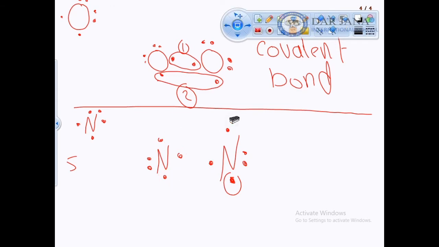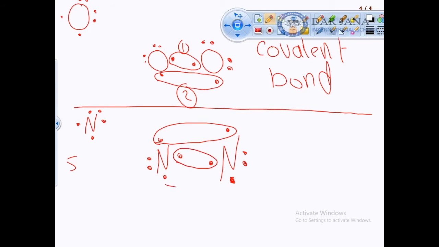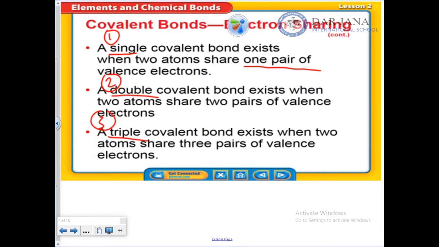Let's get rid of these circles, and then, as we said before, for these atoms to become stable, they must share their electrons. This is 1, this is 2, this is 3. So the question is, how many pairs of valence electrons are being shared between these two atoms? We can say that it's 1, 2, 3. So 3 pairs are being shared between each other. In this case, we call this bond a triple covalent bond, as you can see here.